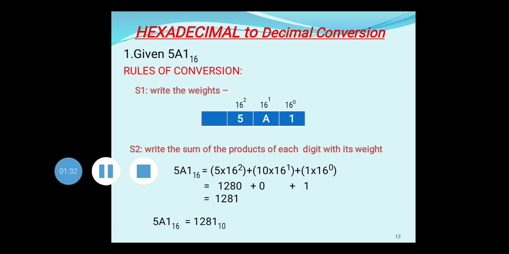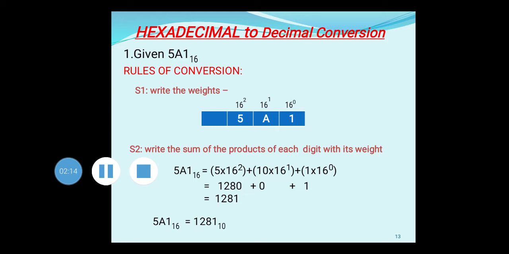Since we are in the hexadecimal number system, we are going to write the base of hexadecimal, 16, as the weight. You start with 16 raised to 0 from the LSB, then 16 raised to 1 and 16 raised to 2. As you know, the MSB should always have the highest weight and the LSB the lowest. The next step is to multiply each digit with its corresponding weight.